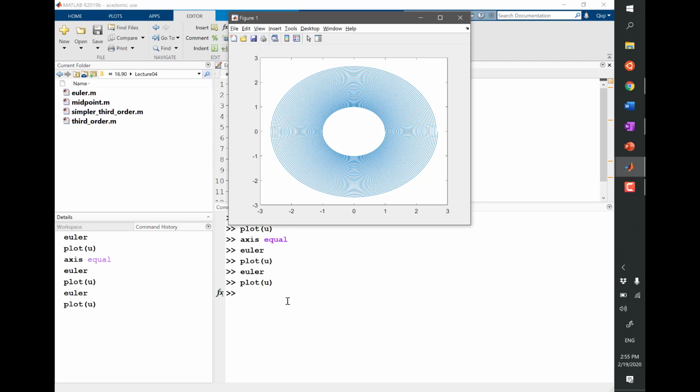Again, just like the midpoint scheme, it can be rescued by specifying a smaller delta t. The spiraling out pattern is going to be tighter and tighter, but it's ultimately going to be unstable. As t goes to infinity, the solution would go to infinity.